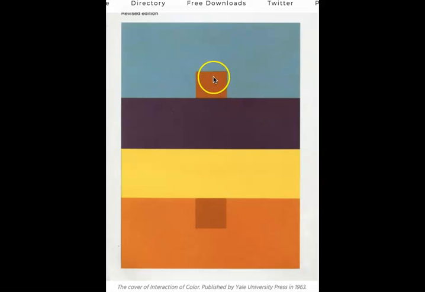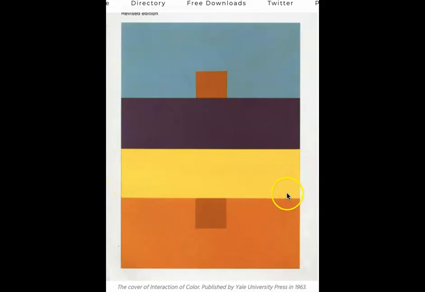You have a square and another square. Guess what? These are the same hue, the same value. They're the same color. Why do they look so different? Why does this look so much darker? Because of the color that surrounds it. That what your eye sees in a color is always in relation to what it's around it.